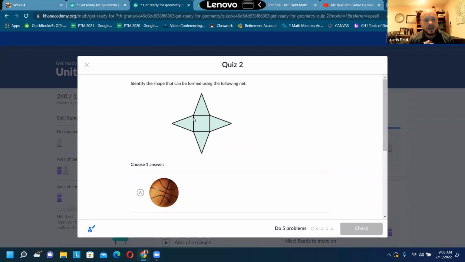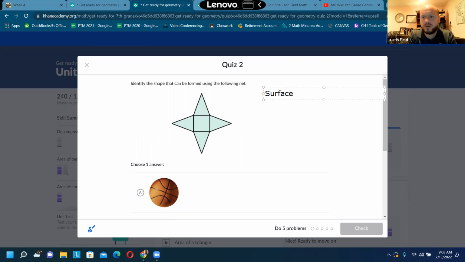Ooh, 3D shapes and nets, surface area. Okay, so let's talk about surface area and volume. This is more of a 6th grade topic, but it's really important. And it comes back up.